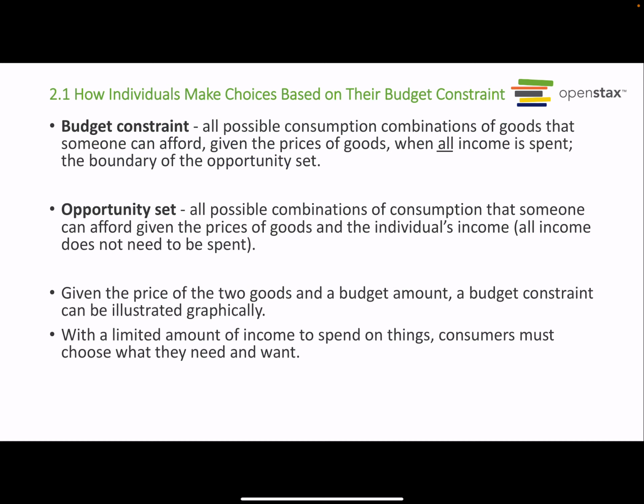The opportunity set then is all possible combinations of consumption that we could afford given those prices and our income. Here we're saying that you don't have to spend all of your income. You could save some. That's really the difference here. Given the prices, we'll compare 2 different goods and our budget, and we're going to be able to graph this budget constraint to show how we could make different decisions.